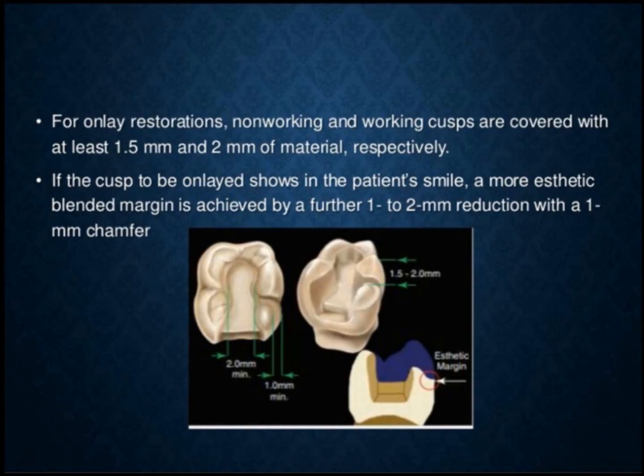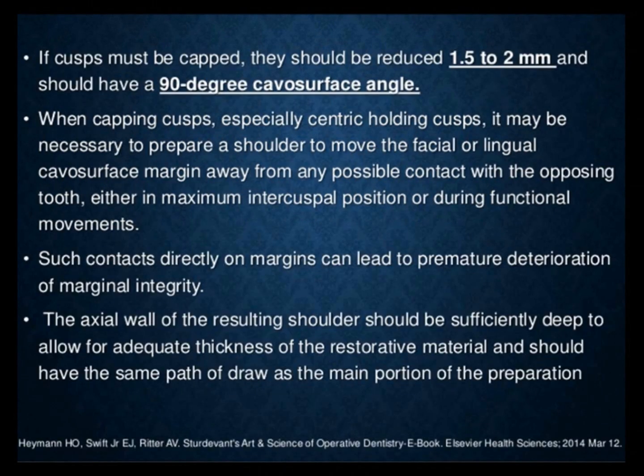For onlay restorations, non-working and working cusps are covered with at least 1.5 mm and 2 mm of the material respectively. If the cusp to be onlayed shows in the patient's smile, a more aesthetic blended margin is achieved by a further 1 to 2 mm reduction with a 1 mm chamfer. If the cusps must be capped, they should be reduced 1.5 to 2 mm and should have a 90-degree cavosurface angle.